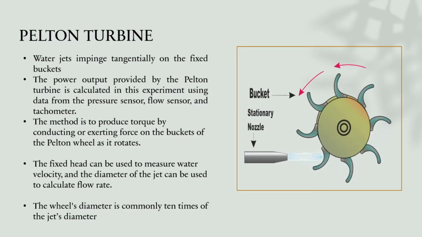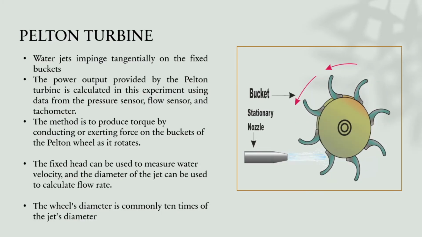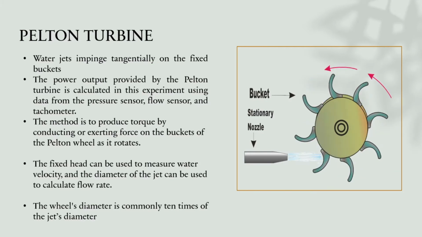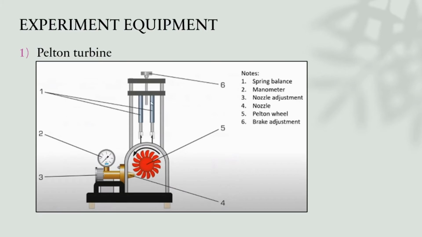The wheel's diameter is usually 10 times the jet's diameter. The Pelton turbine experiment is carried out with the help of several major components. The first one is the Pelton turbine. The diagram shows the main components of the Pelton turbine.